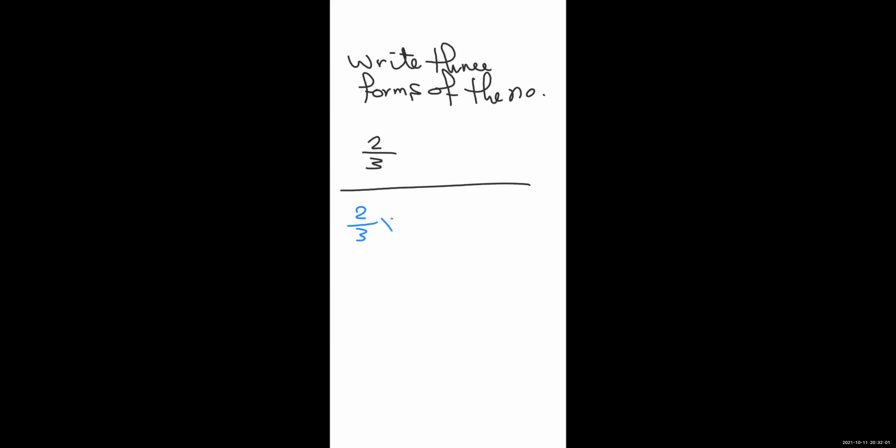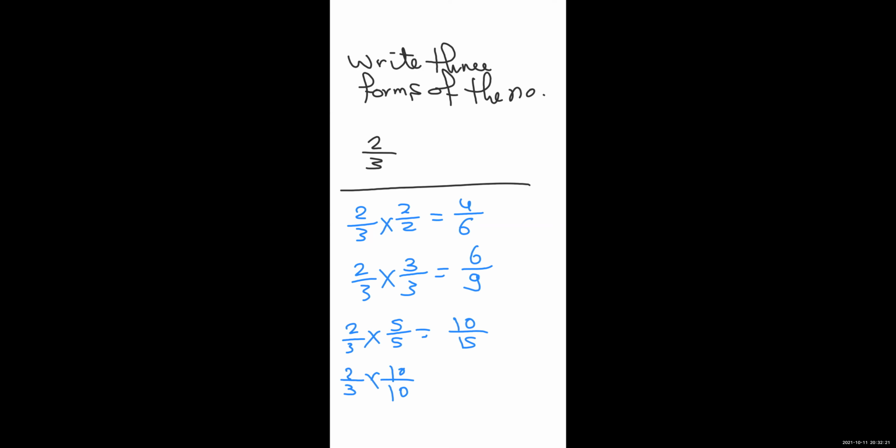2 over 3 times 2 over 2 equals 4 over 6, or 2 over 3 times 3 over 3 equals 6 over 9, or 2 over 3 times 5 over 5 equals 10 over 15, or otherwise 2 over 3 times 10 over 10 equals 20 over 30. Actually, guys, all these numbers are equal to 2 over 3. The same value, but different form.